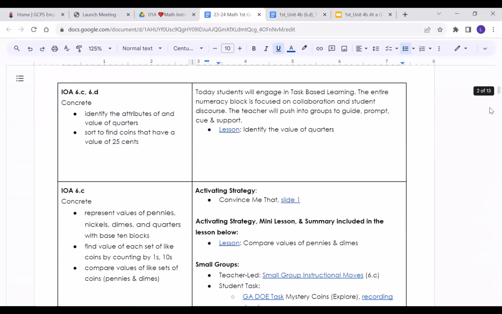IOA 6D continues as 6C is introduced with a task-based lesson on the attributes and value of a quarter that students will then apply to be able to sort collections of coins to answer a data collection question. This will give students an opportunity to revisit their background knowledge of pennies, nickels, and dimes as they learn to distinguish those coins from quarters.